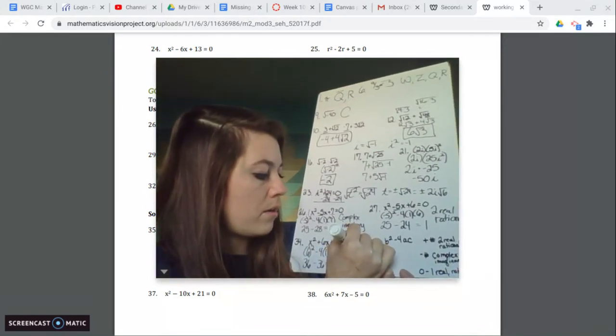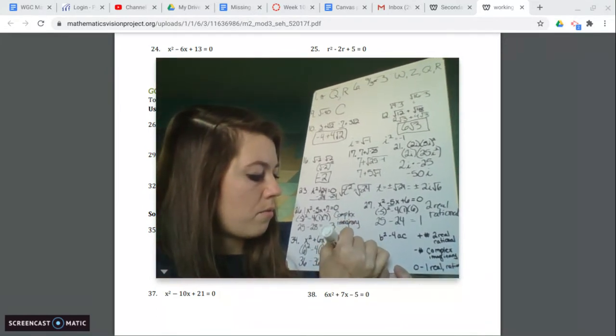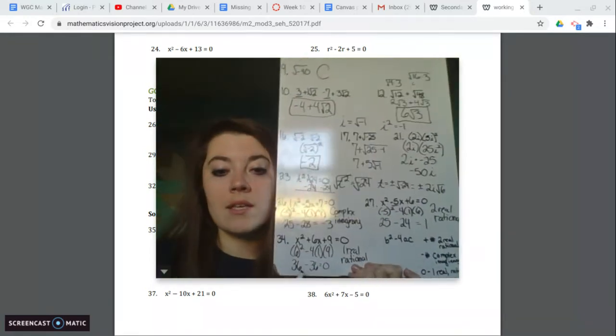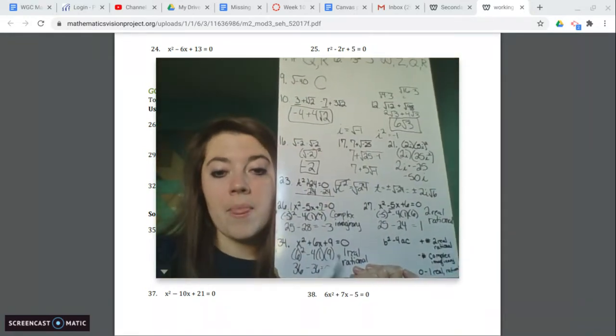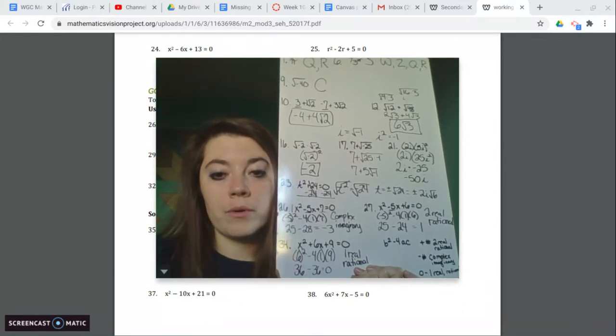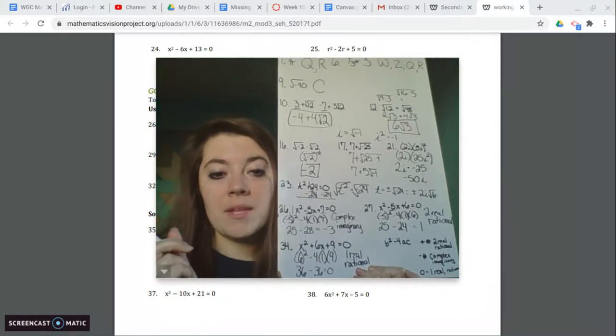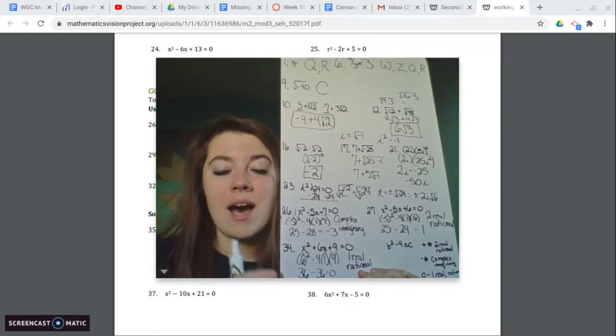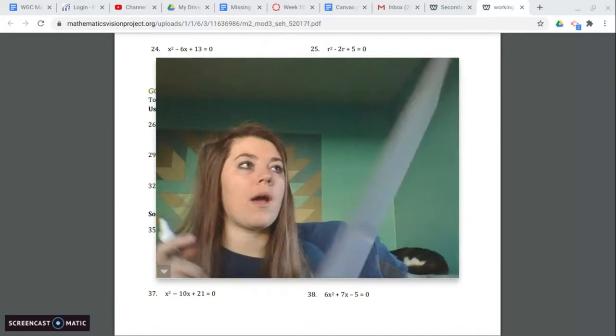So anytime you get just a 0 for an answer for your discriminant, that means you have one real rational root. If you get a positive number, that means you have 2 real rational roots. And if you get a negative number, that means you have complex imaginary roots, okay?